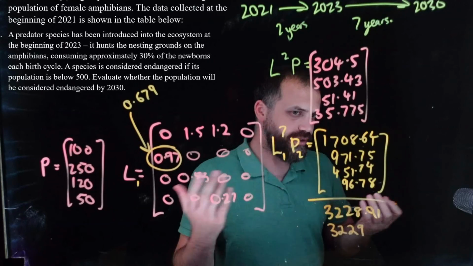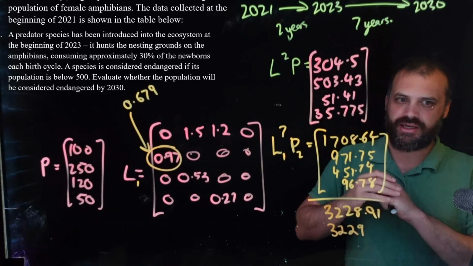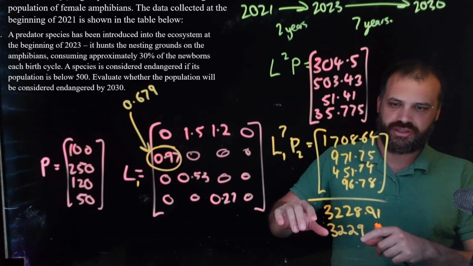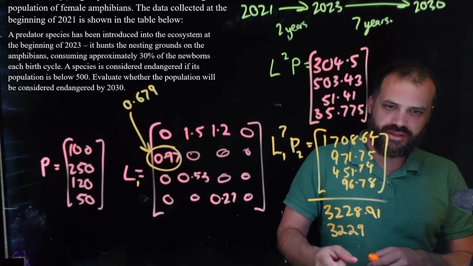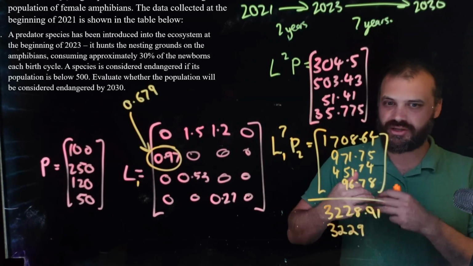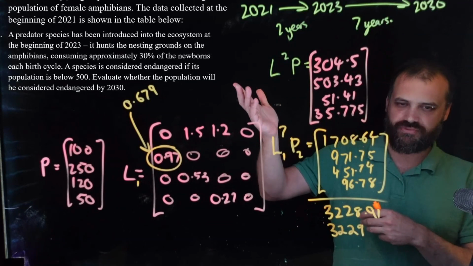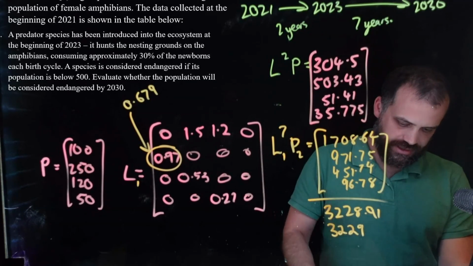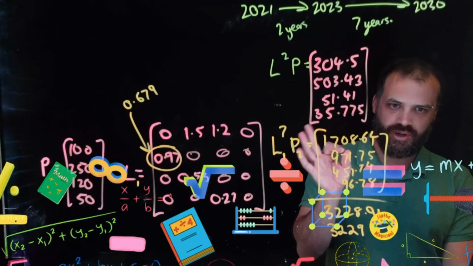3229. Okay, we can finish off this question by saying, don't worry about the amphibians, they're not endangered. In the year 2030, there will be 3,229 approximately. That's much more than 500. Done. You should write that in a sentence. I think that is worth one of those.